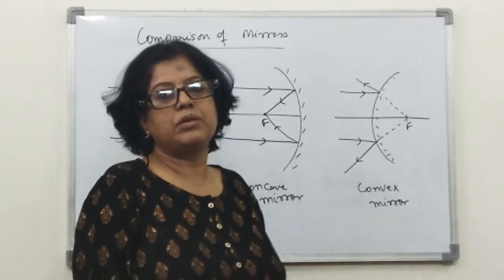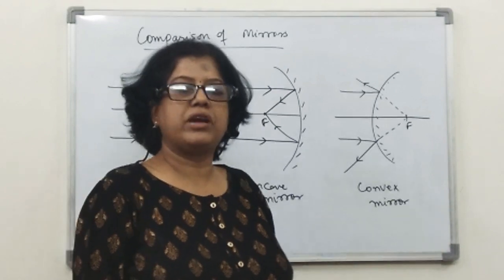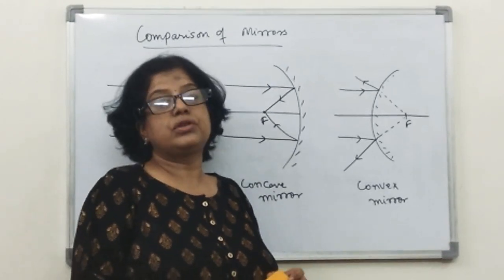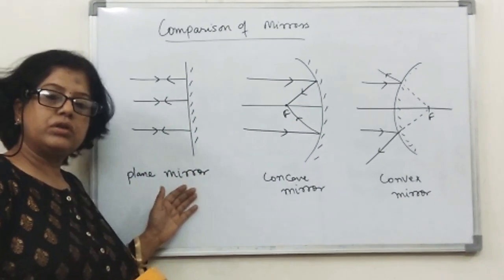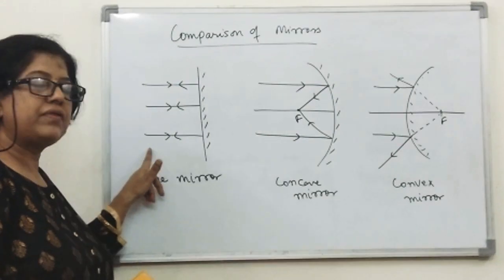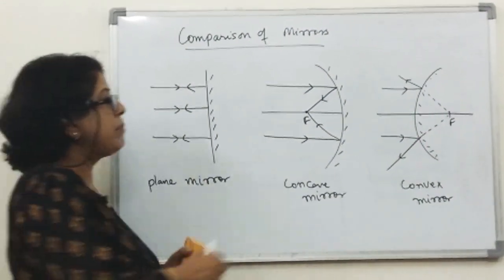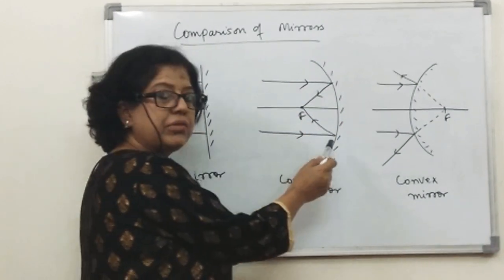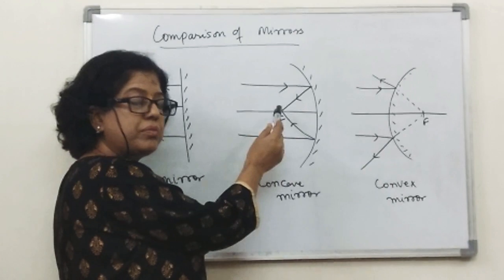Today we are going to talk about the comparison of three mirrors: plane mirror, concave mirror and convex mirror, and also their uses. Okay. Now, as you can see, I've already drawn the diagram on the board. For plane mirror, when parallel rays of light fall on a plane mirror, the reflected rays are also parallel to each other. When the parallel rays of light fall on a concave mirror, they get converged at a point which we call focus of the mirror.